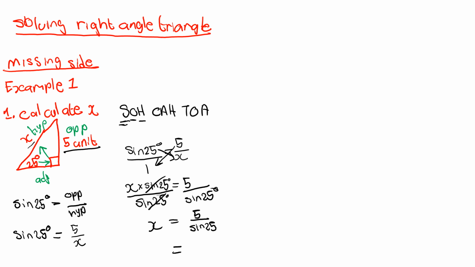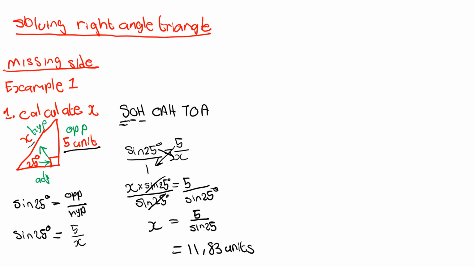Then you use your calculator to find your answer. So when you punch it in your calculator, you discover that your answer is 11.83 units, converting it to 2 decimal places. Remember, convert it at your last answer. Don't convert it somewhere in the way. So make sure you convert your answer at the end.